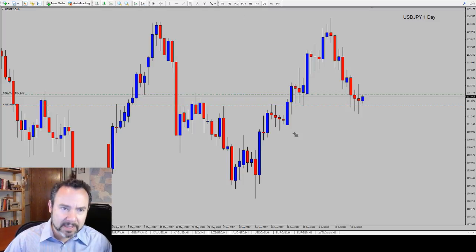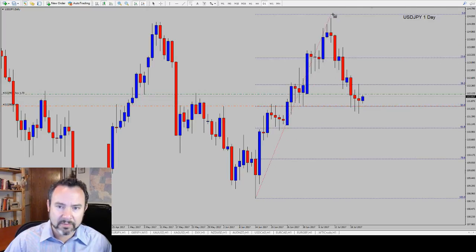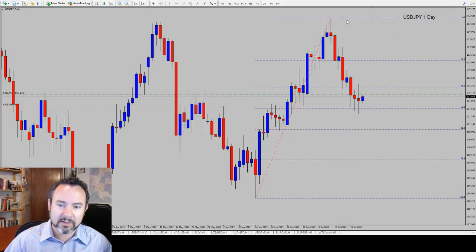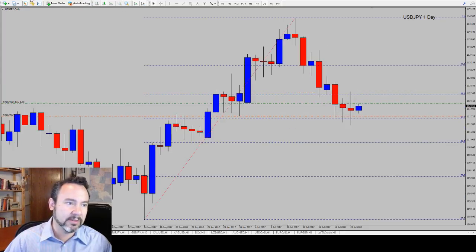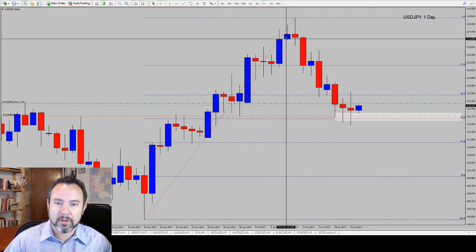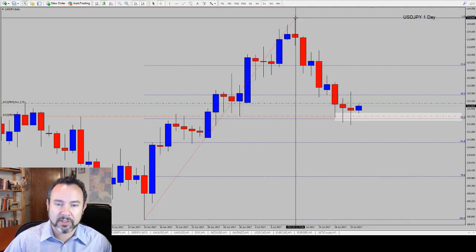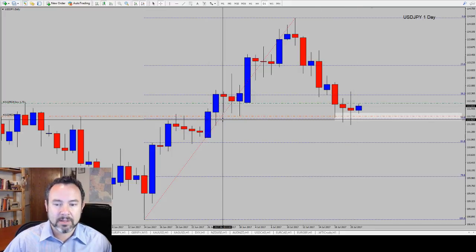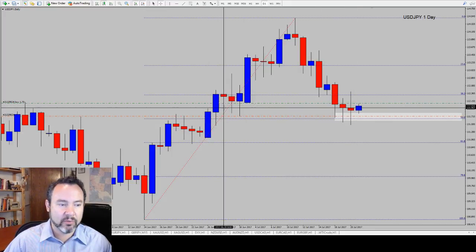The other thing I was looking at earlier was the fib levels. This is a daily chart of the dollar yen. We came right down into the 50% area. You can see that pretty clearly here. This is our 50% level. This is a retracement from back in June all the way up to the swing high that we put in on July 11th. This is also an area of consolidation of price that we've seen before.